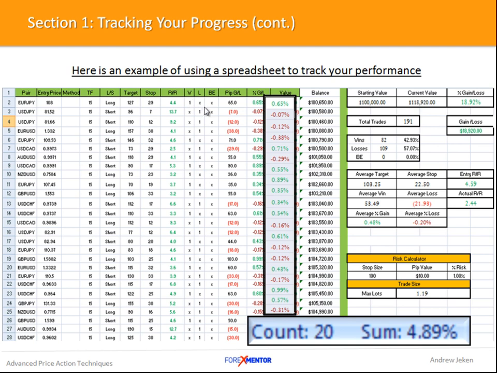Did it win, did it lose, did it break even, what was the gain? Was it a positive gain, or was it a loss? Was it a break even trade? And then the value of the account, okay, and then obviously your balance.